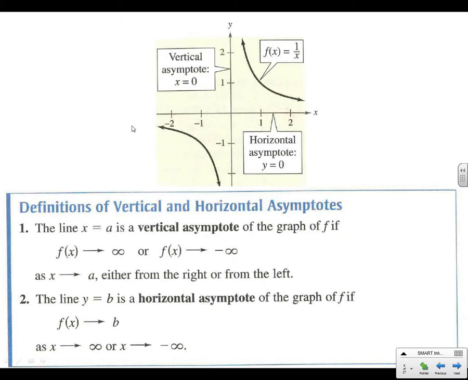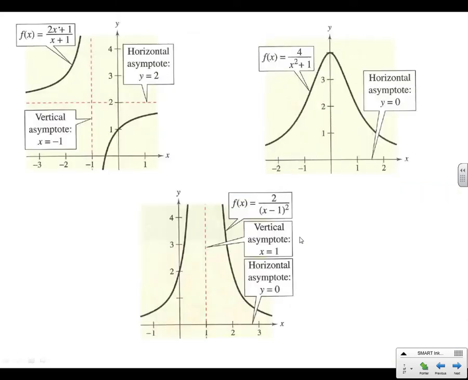If our x values are going to negative infinity, what's the line it doesn't cross? Okay, so horizontal asymptotes are horizontal lines we don't cross. Vertical asymptotes are vertical lines we don't cross. So here's a couple of examples. This is the graph of (2x plus 1) over (x plus 1).